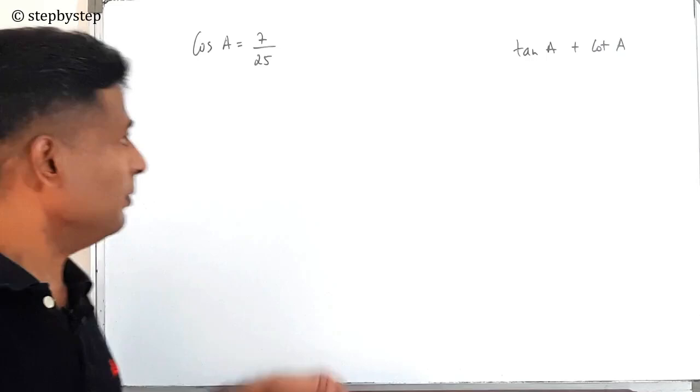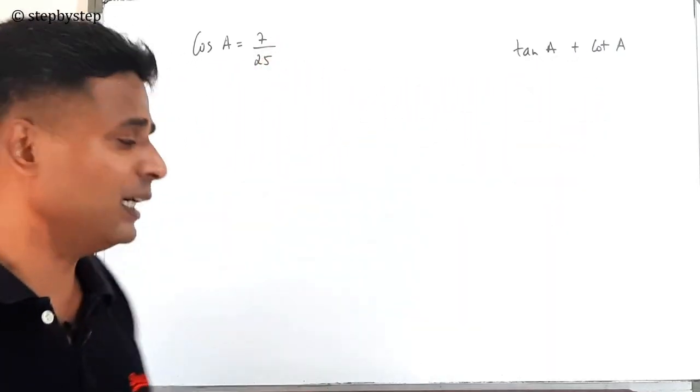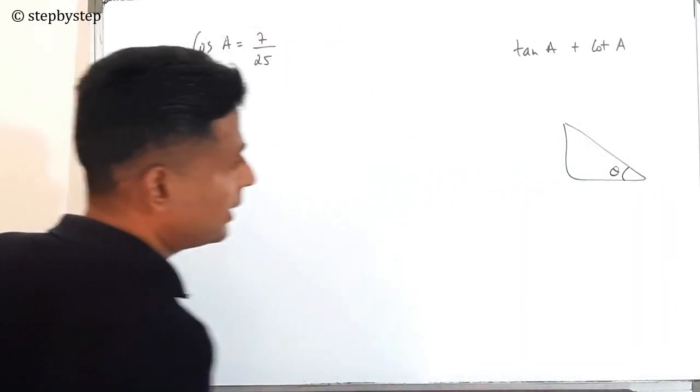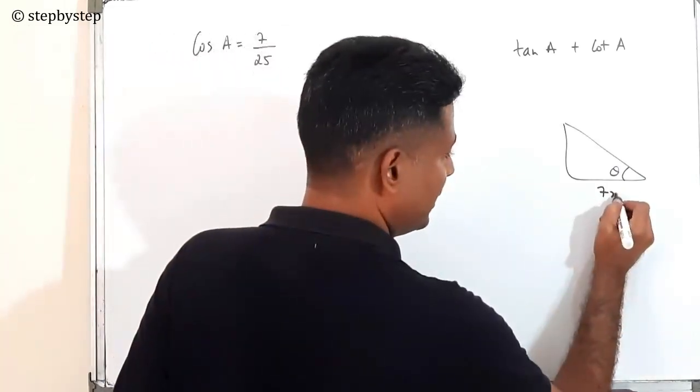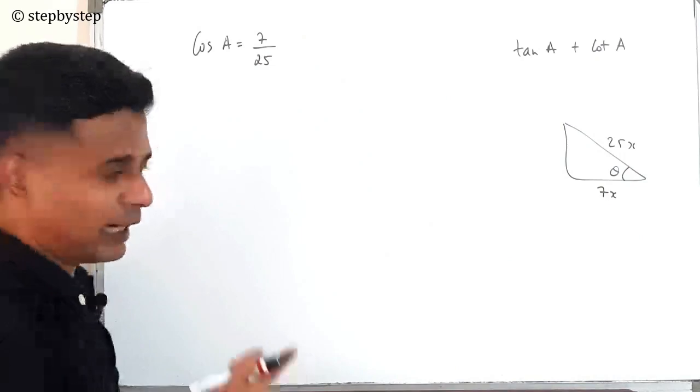Now the second problem. They have given us cos A equal to 7 by 25 and they have asked us to find tan A plus cot A. Again I draw a right angle triangle and mark this as theta. Now cos is 7 by 25. What is cos? Adjacent by hypotenuse. So adjacent by hypotenuse: 7x and 25x.